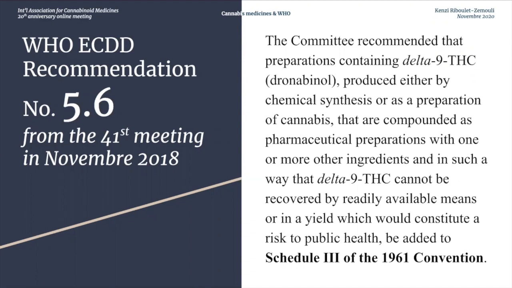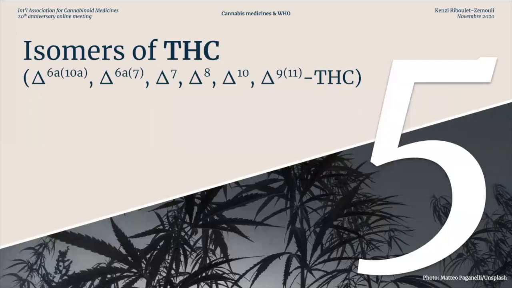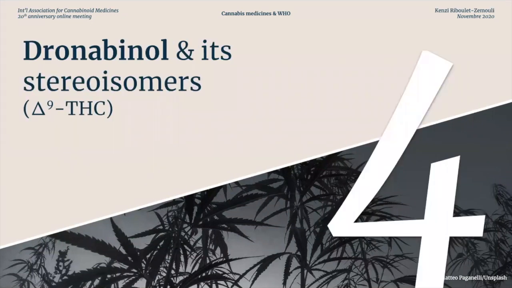In addition, they also recommended that some preparations, which in the end will be left up to the decision of every national medicines authority, be subject to the controls of Schedule 3, which is, as we saw earlier, the lowest level of control in the 1961 Convention. This is a way to allow much easier access for some medical preparations of cannabis, with a very reduced level of mandatory control to be applied. And finally, for THC, so dronabinol, which is natural and synthetic, it's the same substance again.